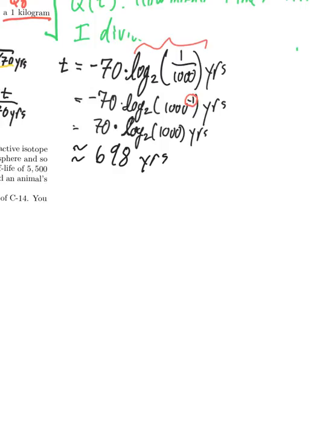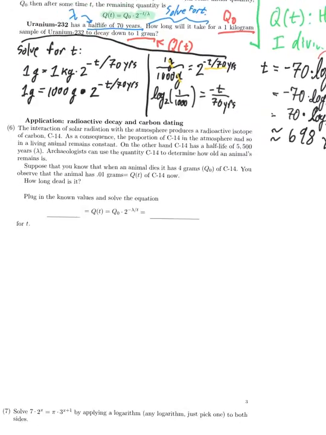So if you start with 1 kilogram of uranium-232, you want to know how long it'll take for that uranium to get down to 1 gram. You've got almost 700 years to wait. That makes sense? Well, I don't know why I'm waiting for you to respond. Nice. So there's one application.